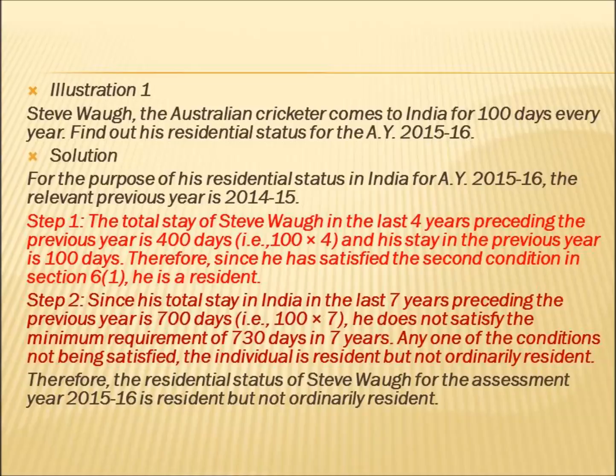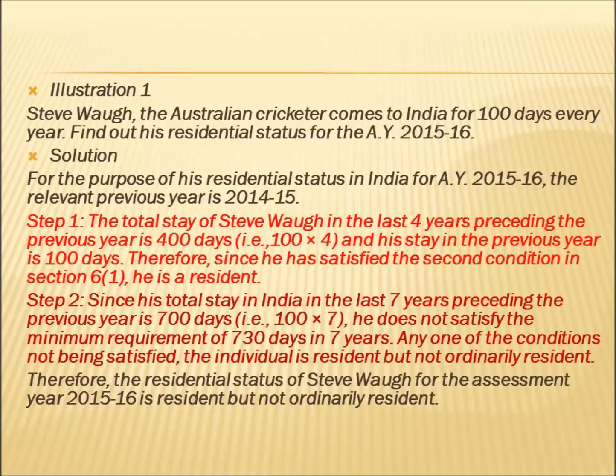Since this requires any one condition, we'll see the second condition. If he is not satisfying the first condition, no harm. We can always see the second condition, and if he satisfies the second condition, then he will be regarded as a resident. And what is the second condition? He has been in India during the 4 years immediately preceding the previous year for a total period of 365 days or more and has been in India for at least 60 days in the previous year. This was the second condition.